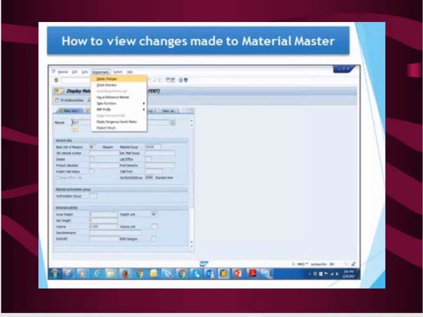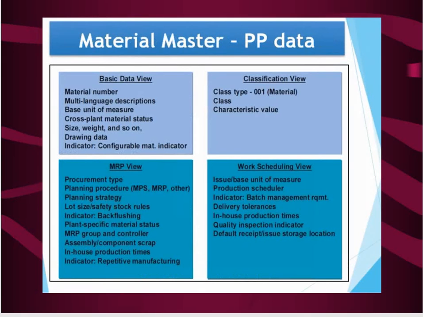So how do you view changes made to the material master? Just go to that material, and in the upper menu click on Environment and then Display Changes. It will display all the fields which got changed, and by which ID they were changed. This is the way you can look at it.